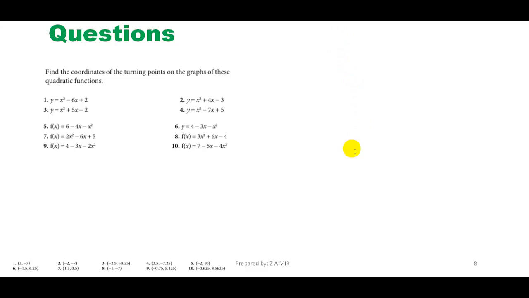So let's see how to find a turning point using the completing the square method. Let's take this first question. Question number 1. To make a complete square, we will divide this term, which is called the middle term, by 2x. Always divide by 2x. So after simplification, it will be 3.